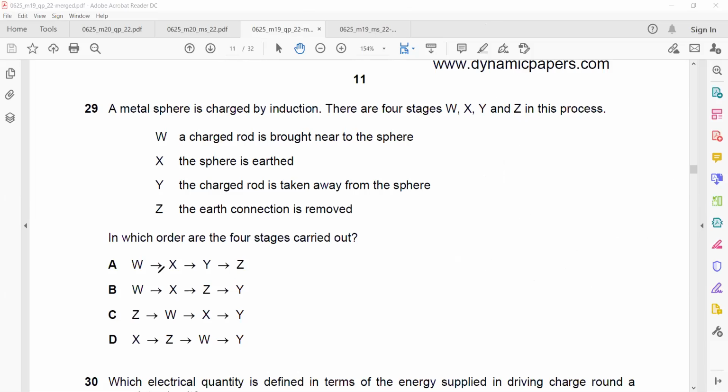So what should be the order? First, W: a charged rod is brought near to the sphere. Then X: we connect the earthing wire. Then we should remove the earthing wire so that the charge cannot return. And at the last, we remove the charged rod. Is it clear now?